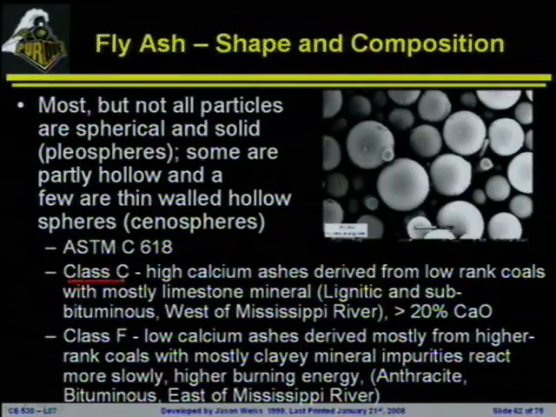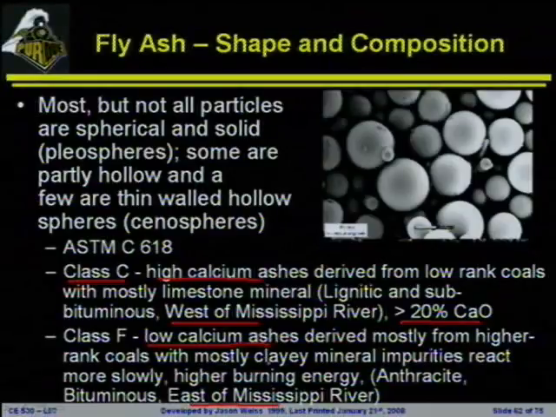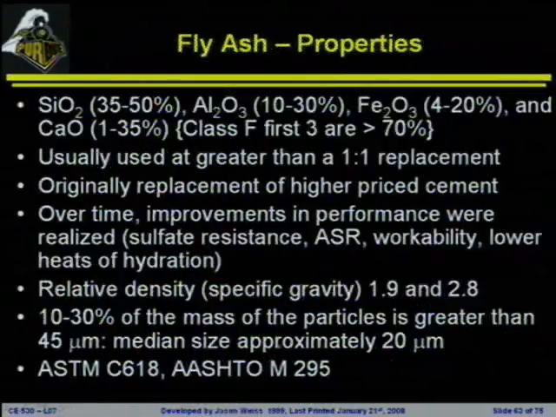Class C fly ash, high calcium ashes. They are typically going to be coming from the coals that are west of the Mississippi, and typically we're talking about things that are greater than 20% CaO. Class F fly ashes, low calcium ashes, going to be higher up on the ternary phase diagram, and typically we're looking at things that are coming east of the Mississippi River. They're going to have mostly clay type materials that are their impurities.